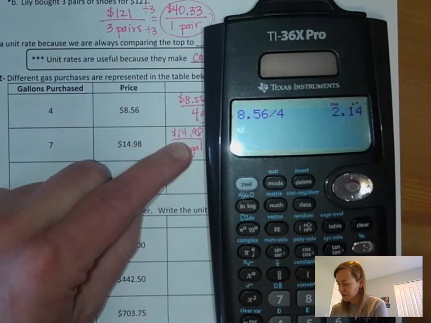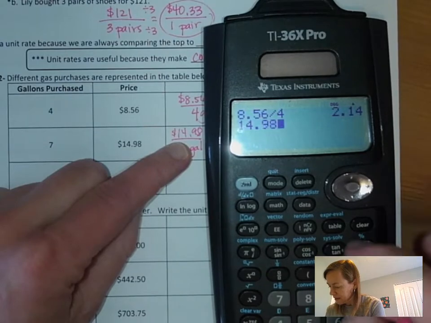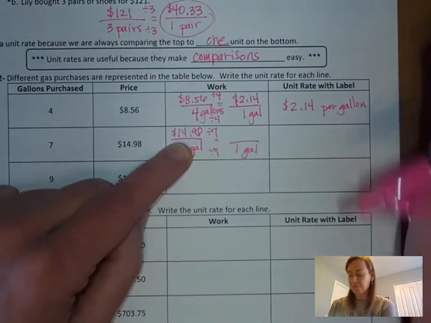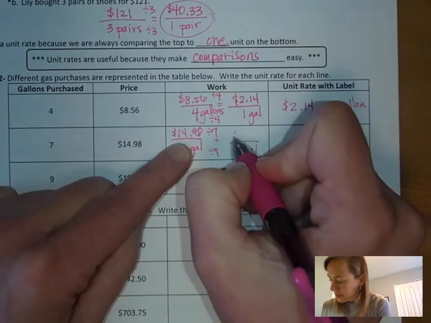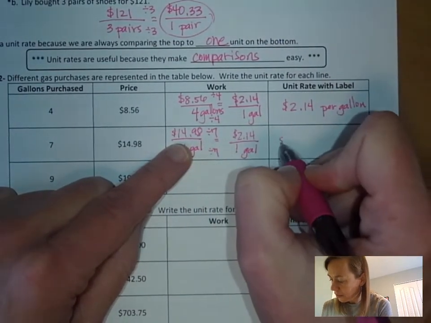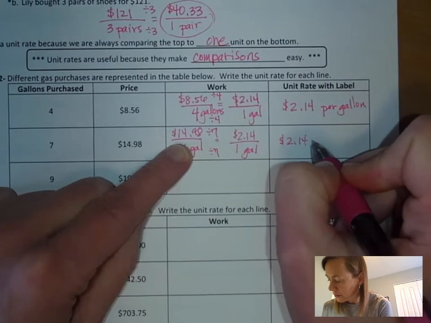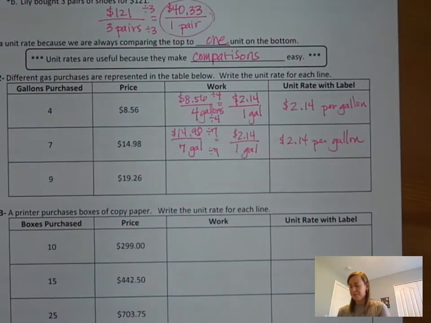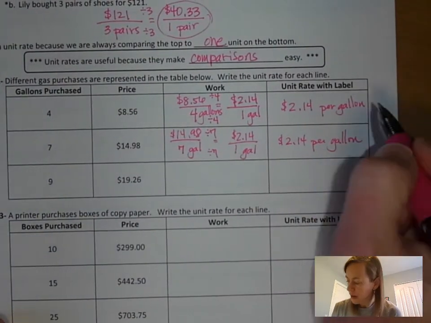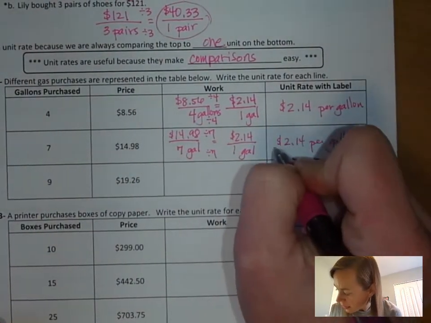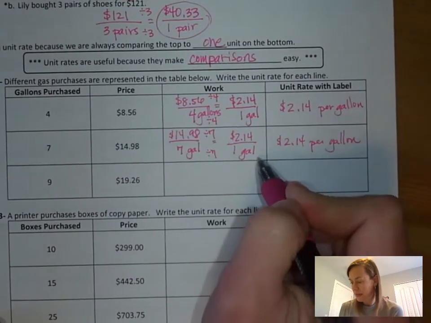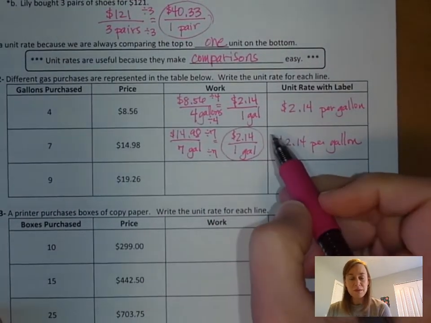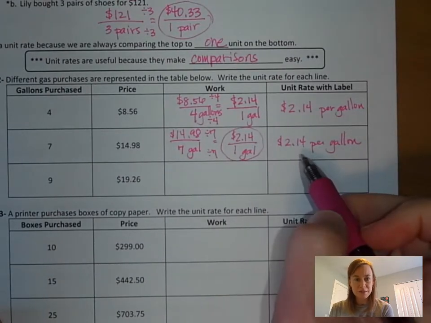Let's figure that out. 14.98 divided by 7. Look at that. It's $2.14 also. Cool. So I'll write my 2.14 here, and I'll write the same thing here. $2.14 per gallon. Okay. Just a quick note. If you would rather write this as $2.14 on top and then 1 gallon on bottom, exactly like this right here, that is totally fine, okay? But I want you to be able to recognize it both ways.